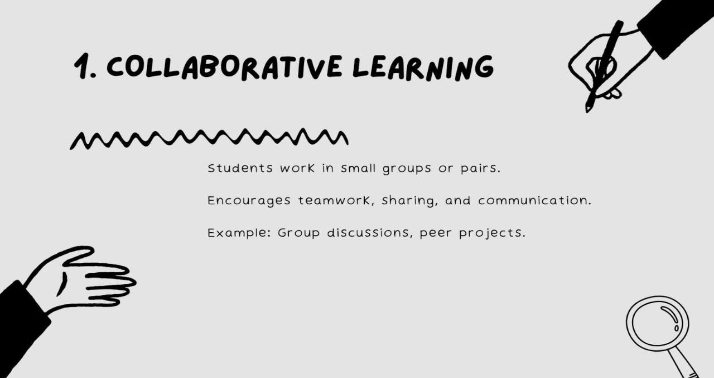The first method is collaborative learning. This method encourages students to work together in small groups or pairs to solve problems, complete projects, or discuss ideas. Instead of listening passively, students take an active role in their own learning process. For example, in a collaborative classroom, students might work together to create a group presentation, write a dialogue, or solve a live language problem. This method builds teamwork, creativity, and communication skills.